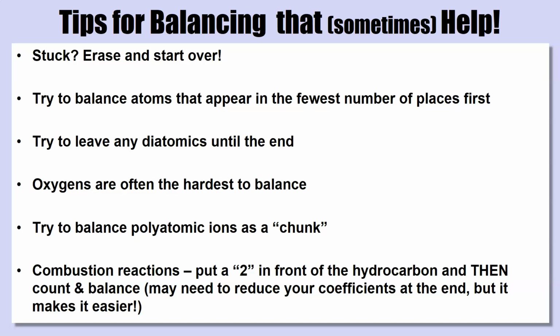So by putting a 2 in front of your hydrocarbon, you will force every number in the problem to become an even number, and then you can go a lot faster. You may have to reduce your coefficients at the end. It may not have been necessary to double everything, but sometimes it is. And even if it wasn't necessary, it'll be a lot faster.